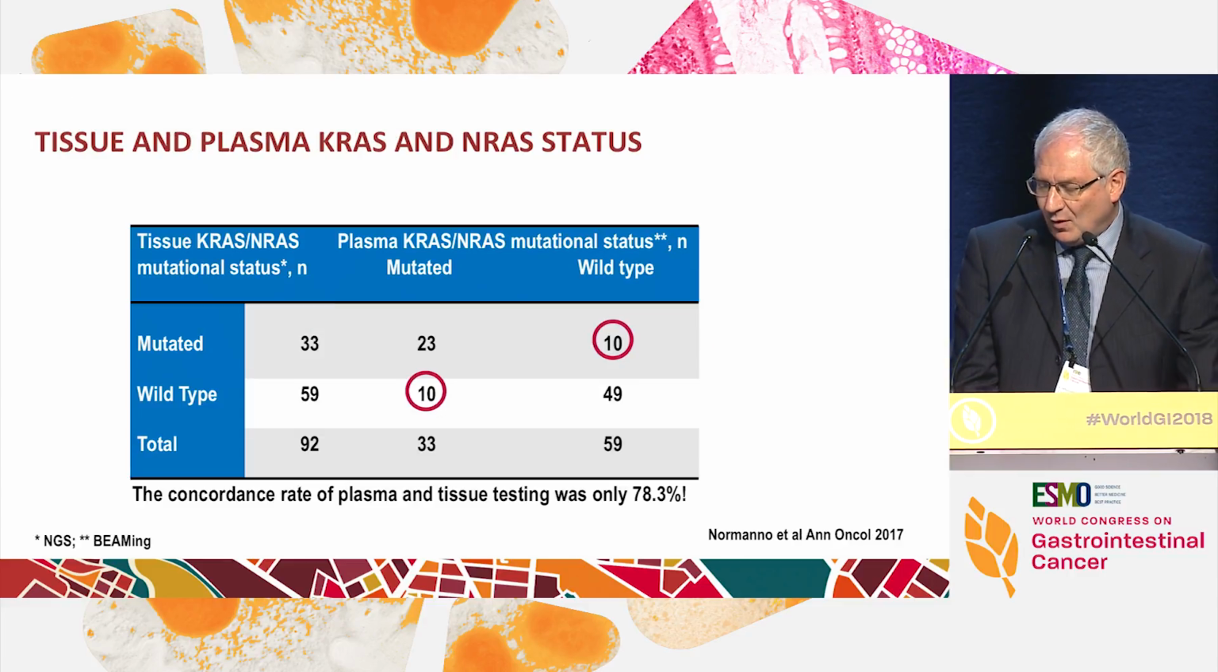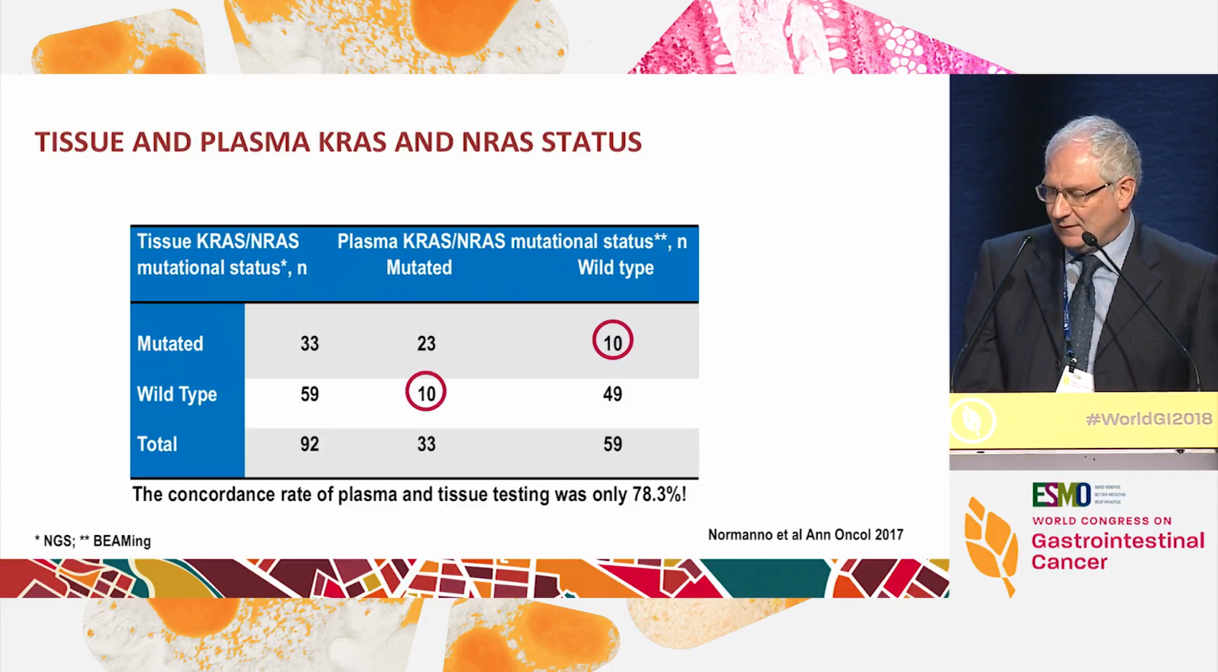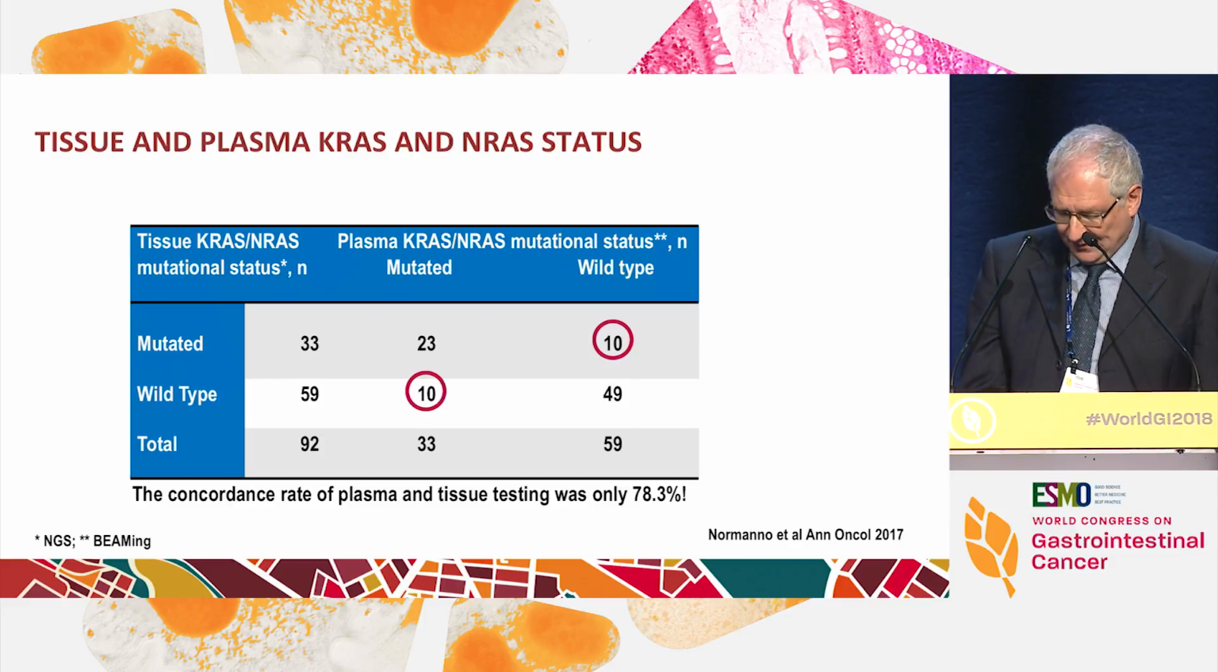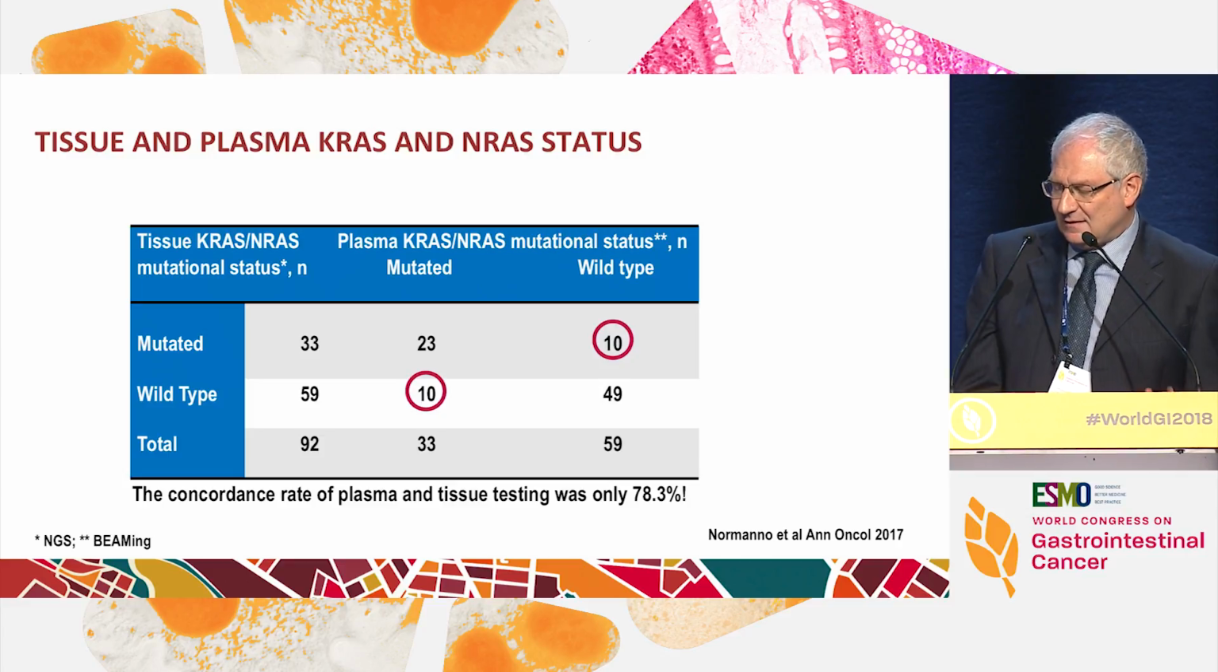In our analysis, most of the cases were concordant in terms of having either RAS wild-type tumor or any mutation in KRAS or NRAS genes, but 10 discordant cases were with plasma mutated and tissue wild type, and vice versa. 10 were mutated in the tissue and wild type for the plasma. So the concordance here was much lower, although you have to keep in mind that these were archival samples that were taken and preserved as plasma a few years before the analysis.